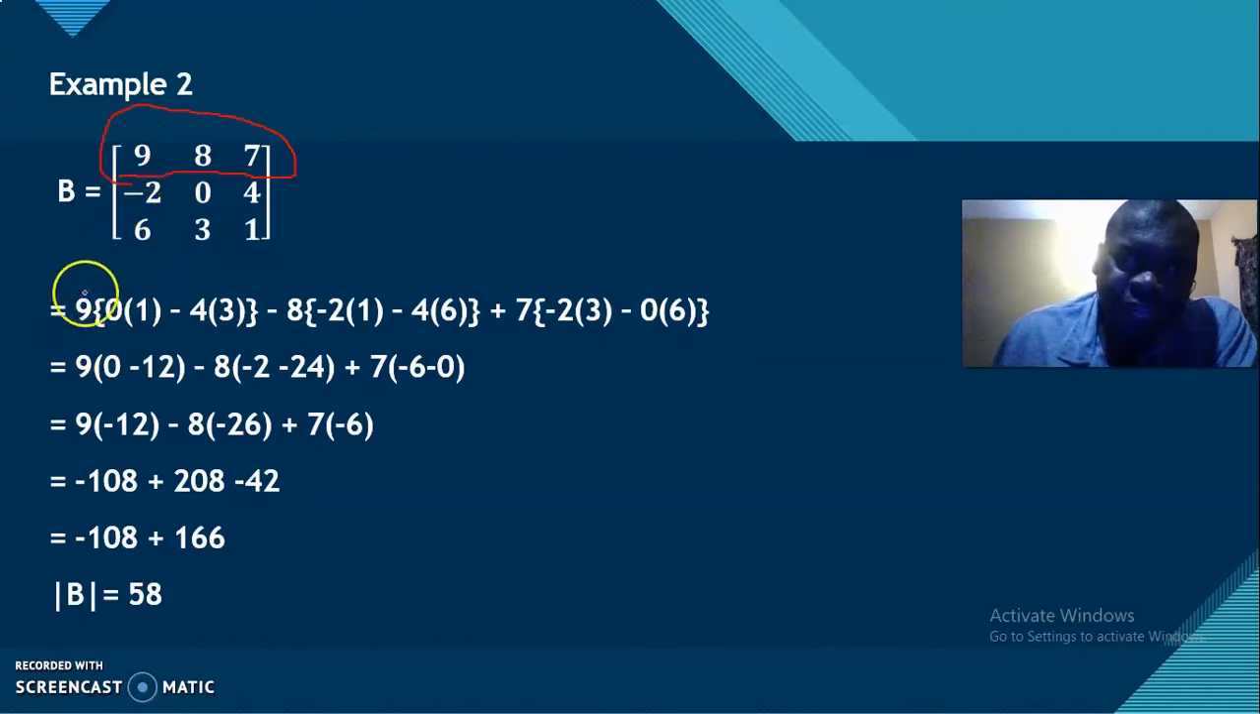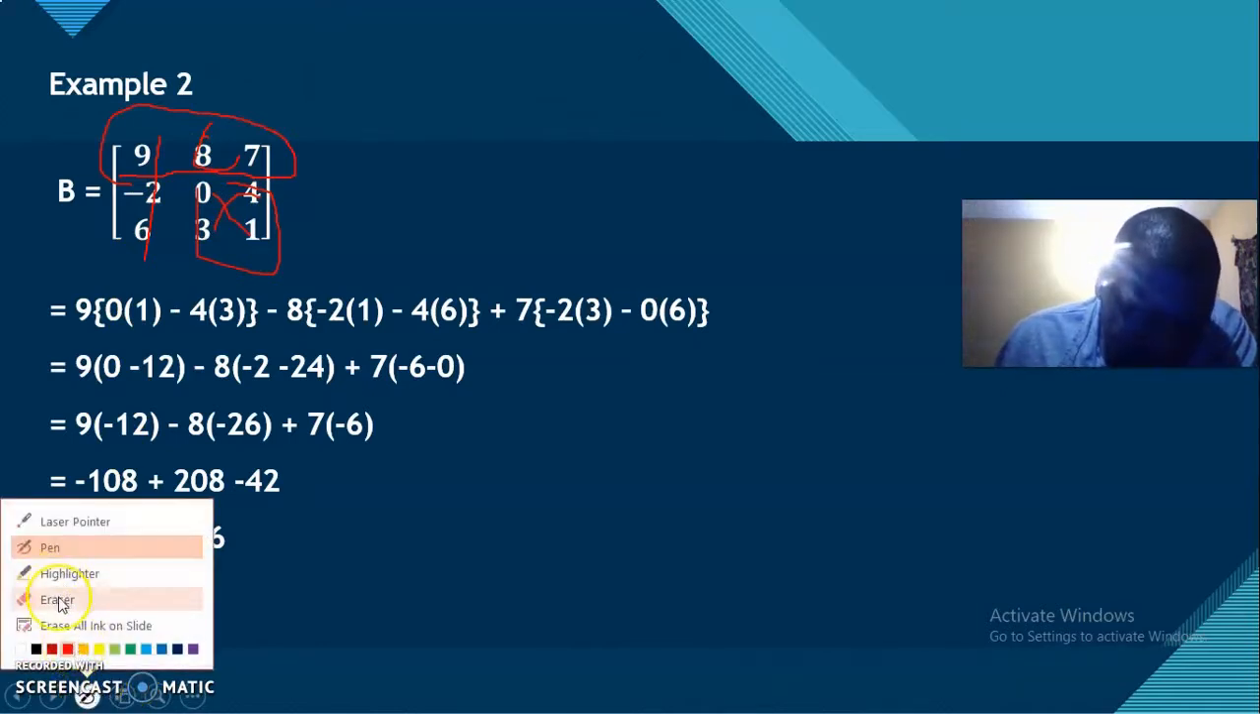So 9, once we pick 9, we are going to erase the column of 9 and also erase the row. So 9 will now have this particular 2 by 2 matrix. This is the 2 by 2 matrix that we have. So 9, 0 times 1 minus 4 times 3, minus, that's the sequence of the signs, minus 8. This 8 now, we are moving to the second column.